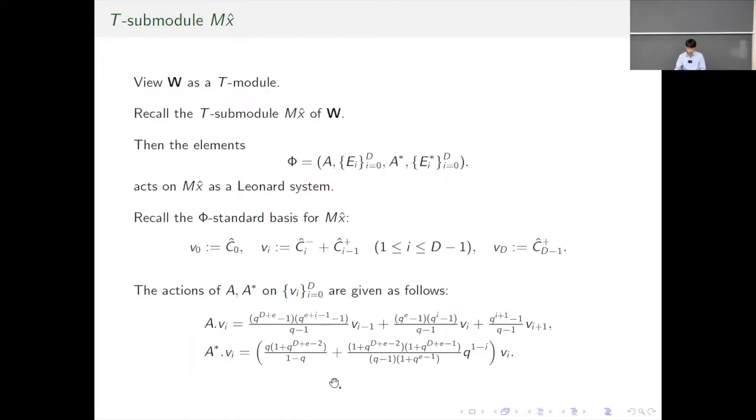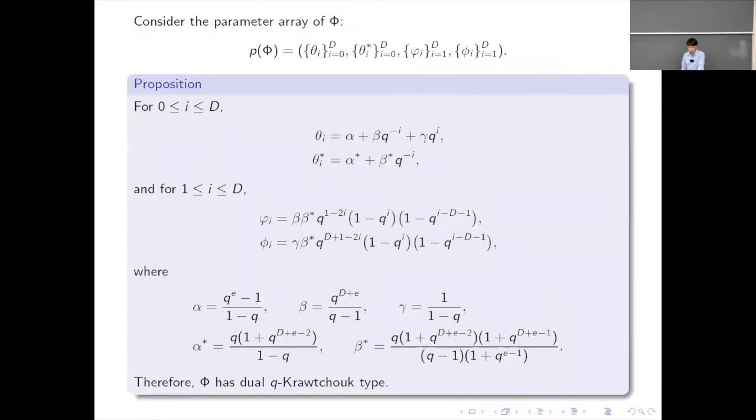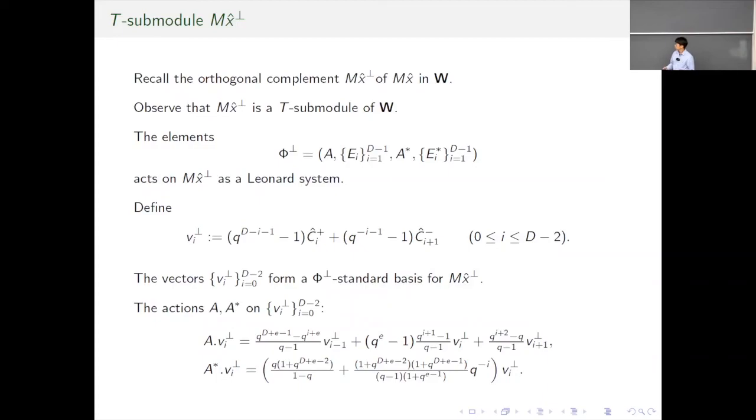And these coefficients, b_{i-1} and c_{i+1}, are actually the intersection numbers of the Leonard system phi. Using this, we can find all parameter arrays in terms of alpha, beta, and gamma. So it turns out that our Leonard system phi has dual q-Krawtchouk type. The rest of the 3 summands are similar.